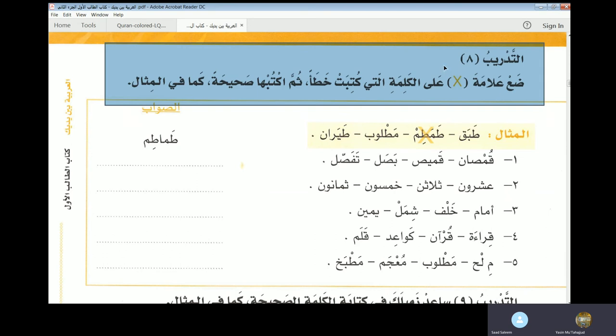Put a cross symbol, X, on the word which is written wrong, which has a spelling mistake. Okay, which is written wrong.